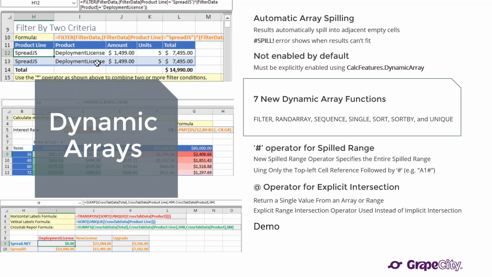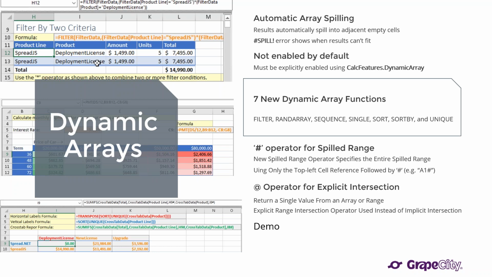Dynamic arrays are a powerful new calculation feature which enables cell formulas to return arrays of values that can spill into adjacent empty cells. Dynamic array formulas can spill the results into adjacent empty cells below or to the right. If there is a non-empty cell in the range, then the formula shows the new spill error. This feature changes the way that certain formulas calculate, so it must be enabled explicitly using CalcFeatures.DynamicArray and is not enabled by default.